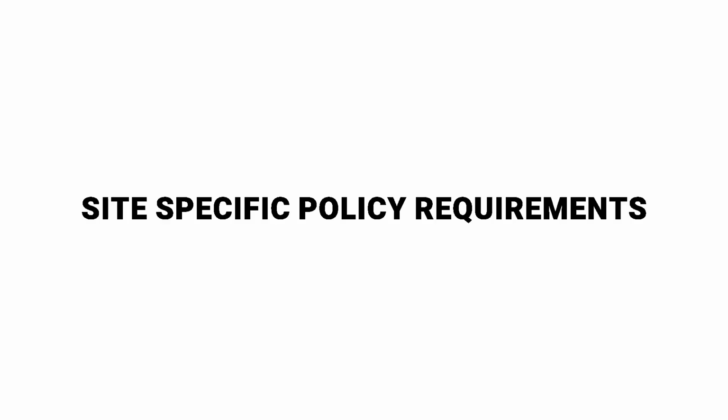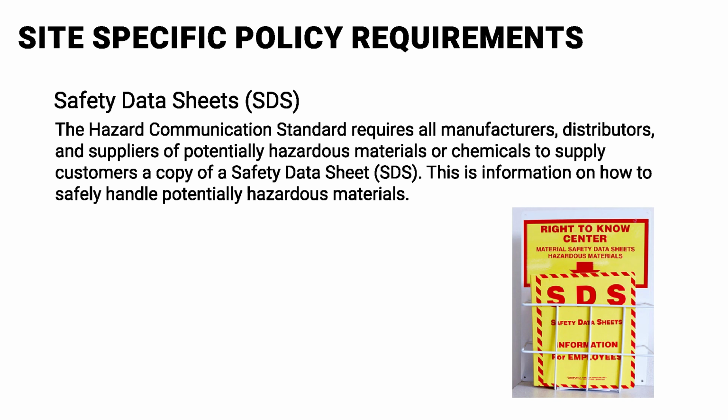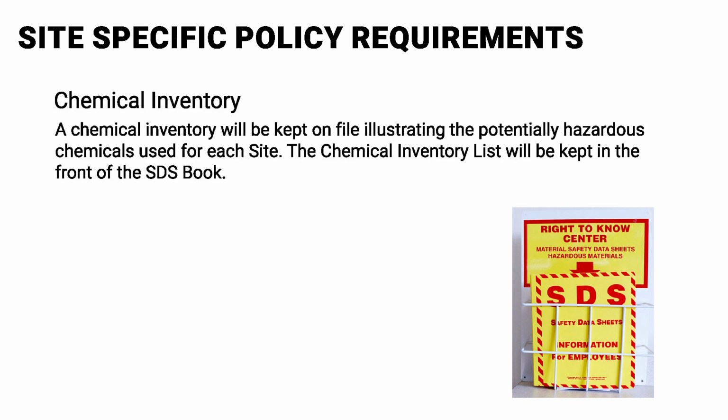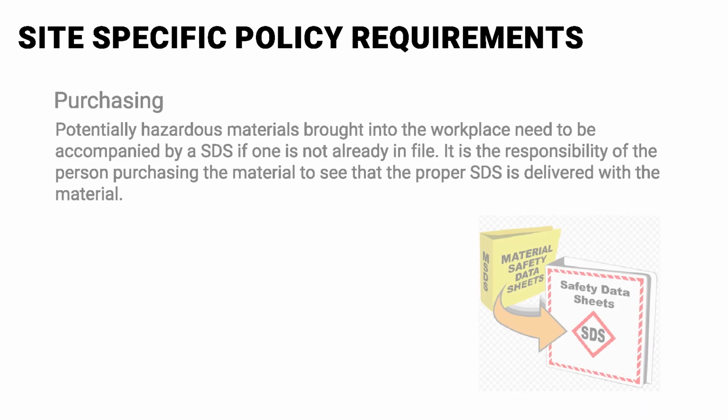Site-specific policy requirements. The Hazard Communications Standard requires all manufacturers, distributors, and suppliers of potentially hazardous materials or chemicals to supply customers a copy of a Safety Data Sheet, or SDS. This is information on how to safely handle potentially hazardous materials. Chemical inventory. A chemical inventory will be kept on file illustrating the potentially hazardous chemicals used for each site. The chemical inventory list will be kept in the front of the SDS book.